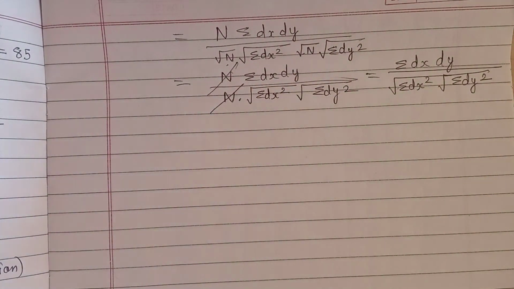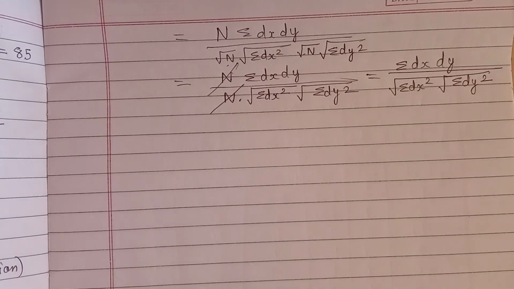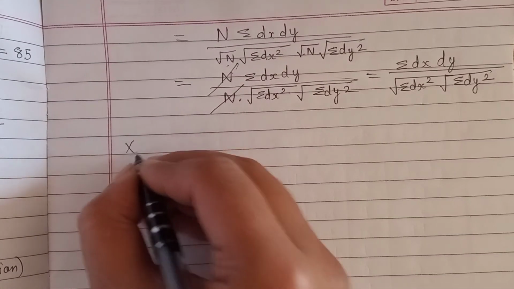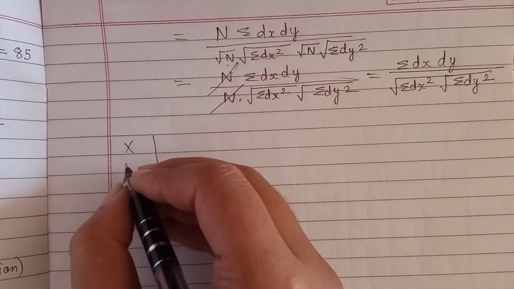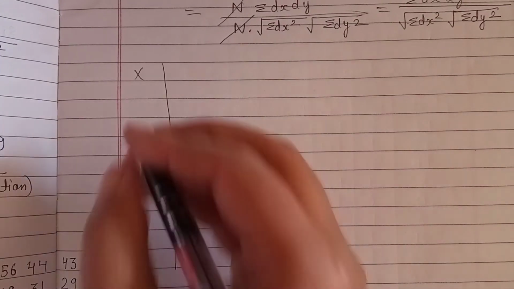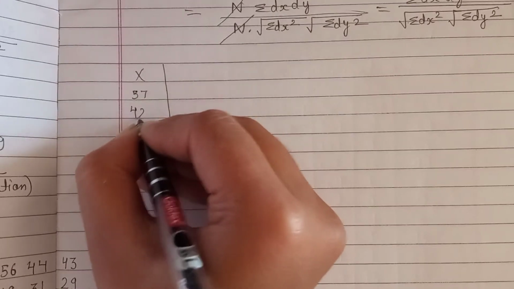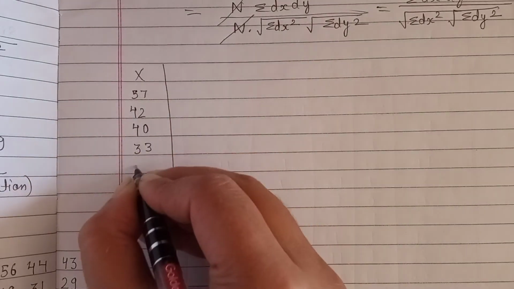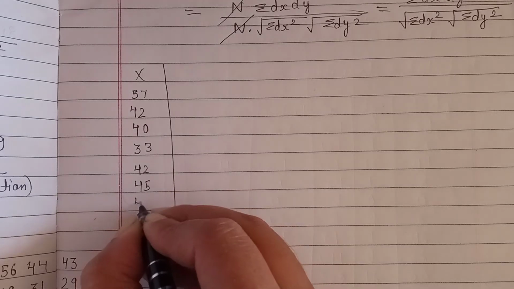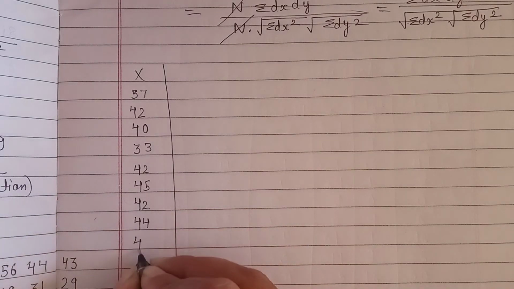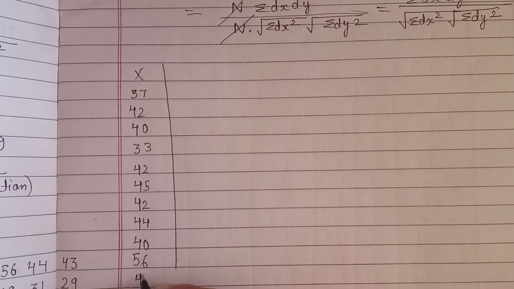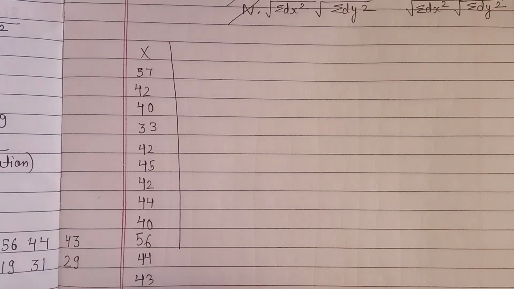Okay, so we will continue with this, and this question we will try to solve with the help of it, because here also if you find the value of summation of dx and dy, we will get 0 only. So first we will write x. What are the values of x? 57, 42, 40, 33, 42, 45, 42 again, 44, 40, 56, 44 and 43.